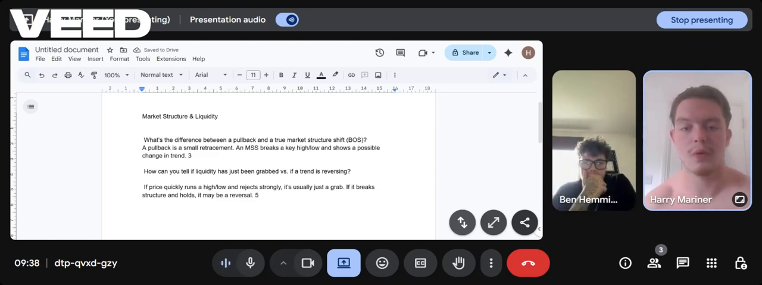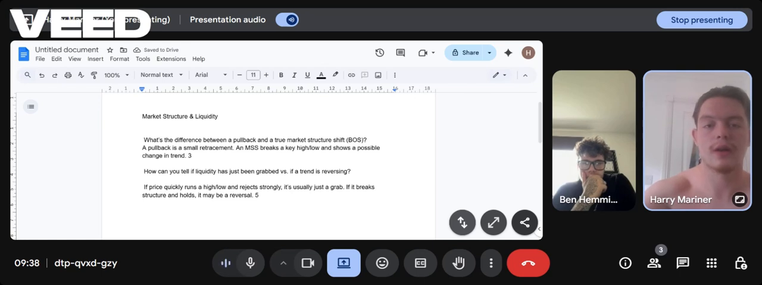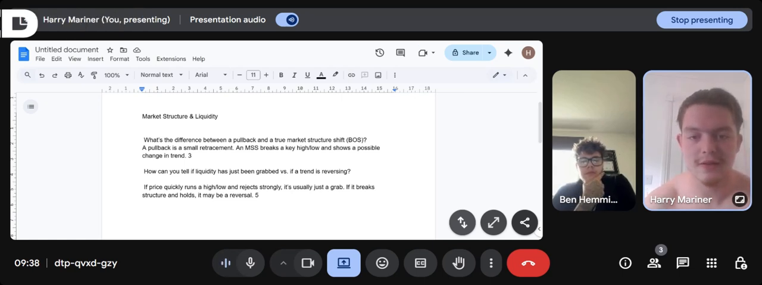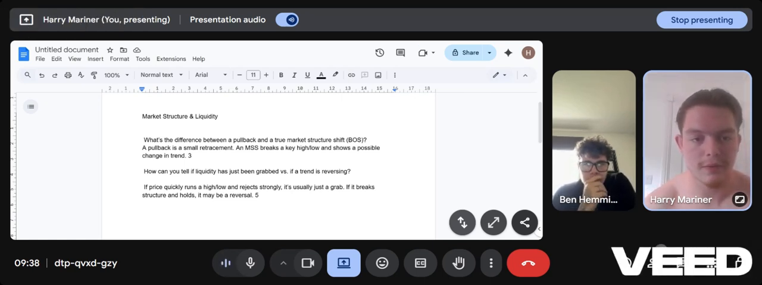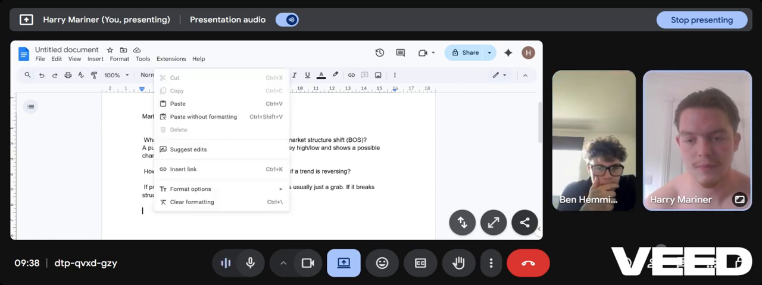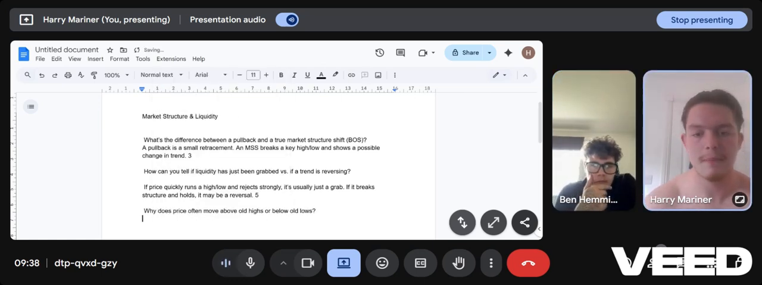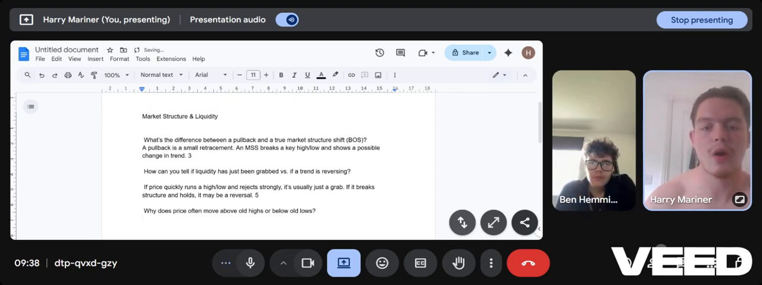And then we'll do one more question on market structure and liquidity. Okay, this is a slightly harder one. I think you should know this. Why does price often move above old highs or below old lows?